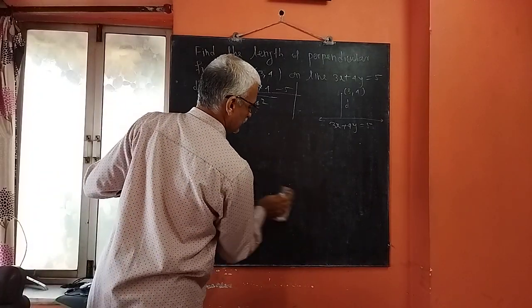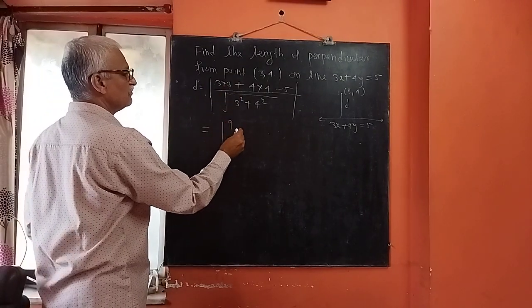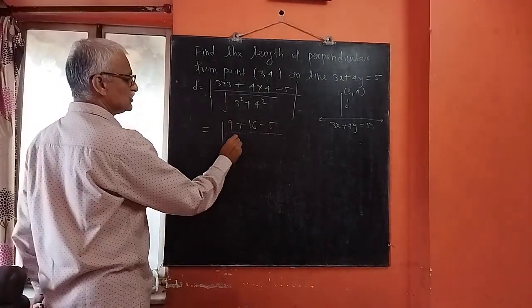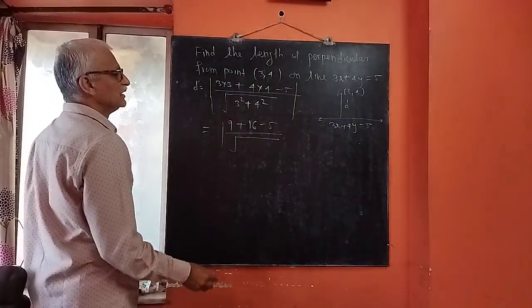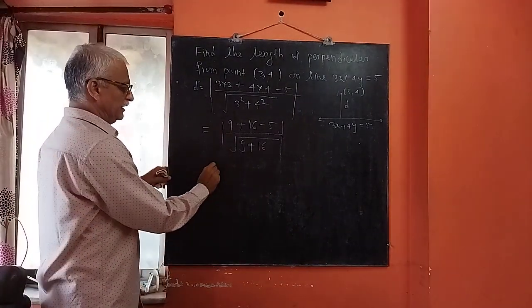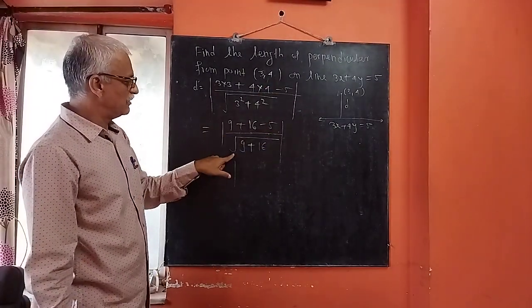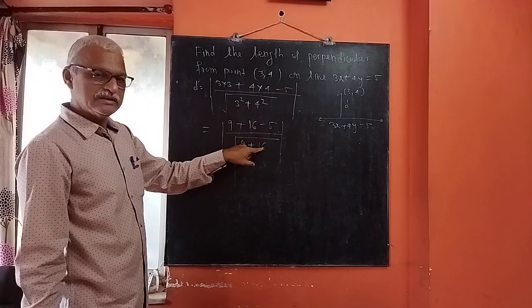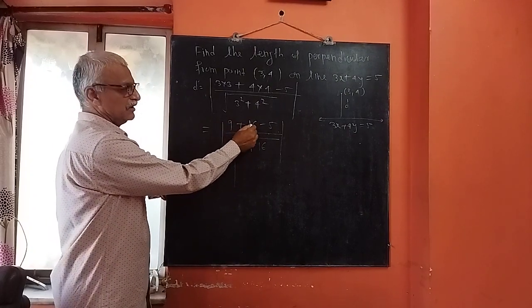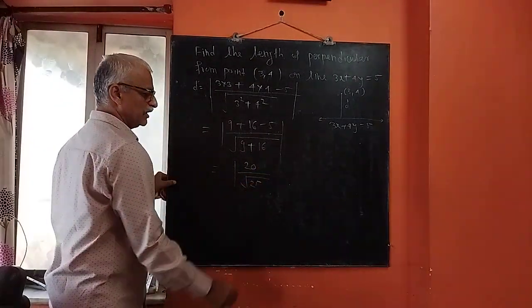Now simplifying it again, we get d equals mod of 3 into 3, that is 9, plus 4 into 4, that is 16, minus 5, divided by square root of 3 square, that is 9, plus 4 square, that is 16, which is equal to 9 plus 16, 25. 25 minus 5, that is 20, upon square root of 9 plus 16, that is 25.